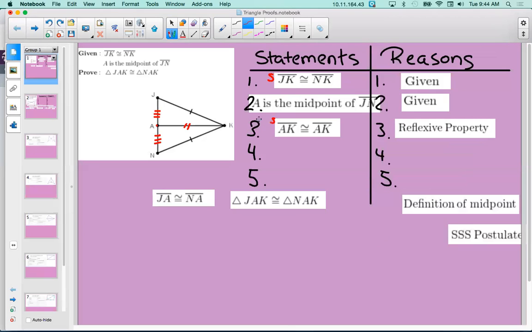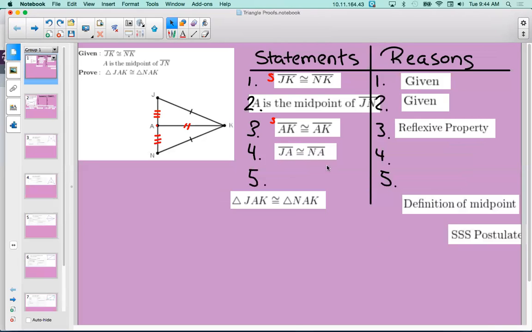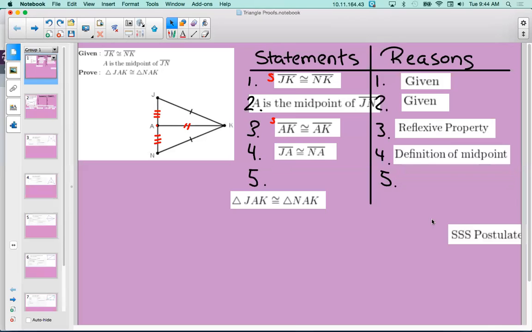We now need to get our third pair of sides. It's this one. JA is congruent to NA. That's going to be our third pair of sides. Now, this is important. We can't just say this. Just saying A is the midpoint isn't enough to say that these sides, JA and NA, are congruent. We actually have to say it. If we're going to use side, side, side, at some point we have to show all three pairs of sides congruent. And the reason why we know these are congruent is because of the definition of midpoint. The definition of midpoint tells us that a midpoint divides a segment into two smaller segments that are congruent. These are the two smaller segments that are congruent. Therefore, they're congruent by the definition of midpoint.